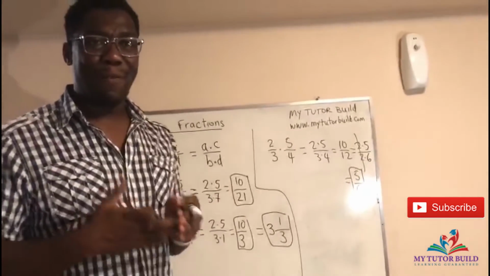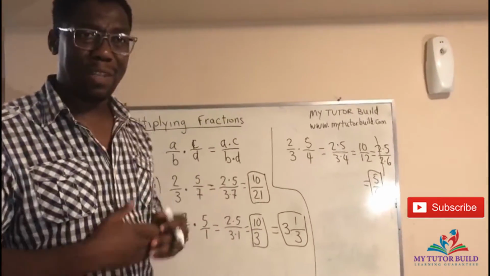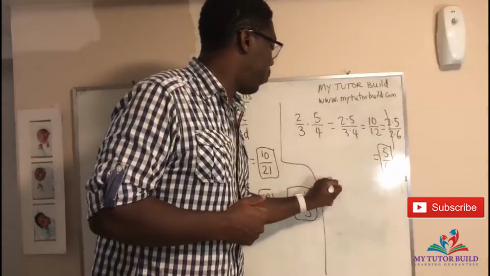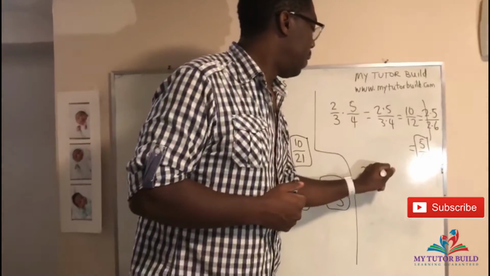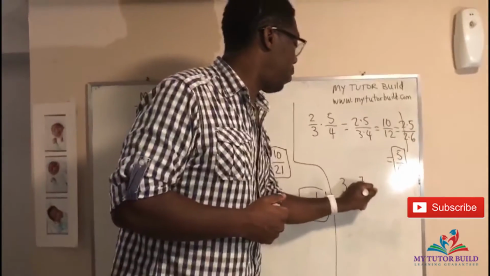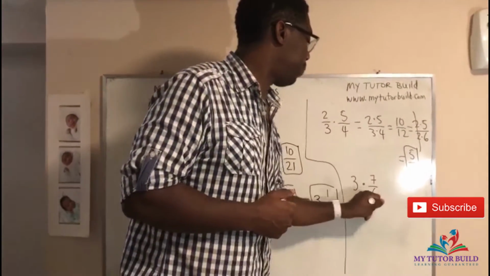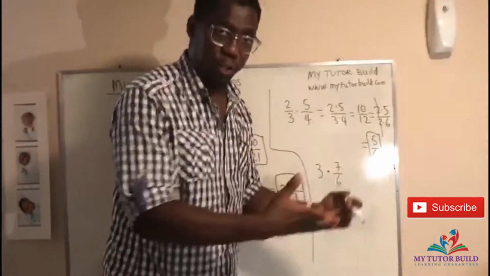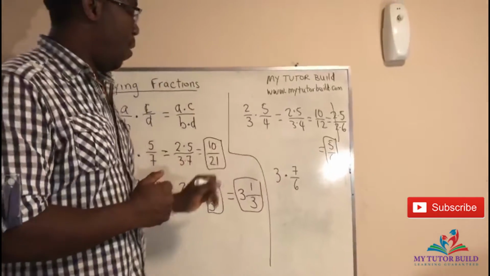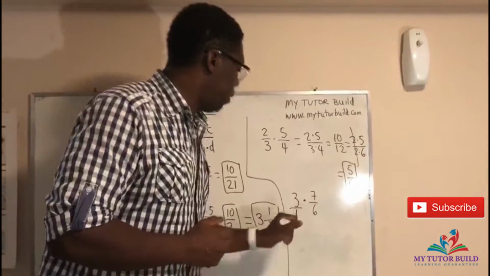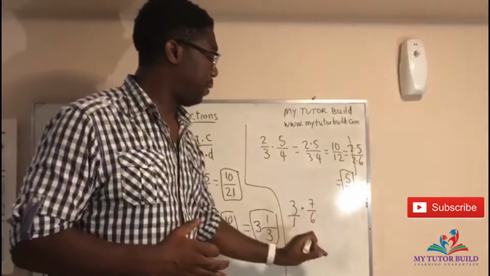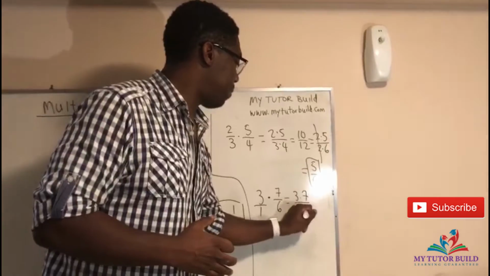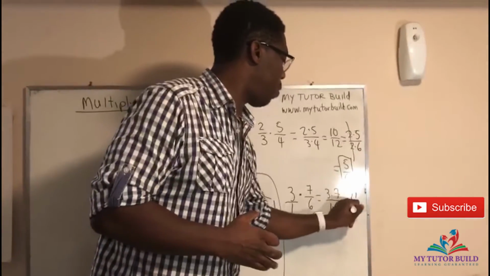One more example before we complete how to multiply fractions. Let's say we have 3 times 7 over 6. Now, we said that when we have an integer times a fraction, we're going to put 1 underneath. So we have a fraction times a fraction, and we do the same thing: 3 times 7 over 1 times 6. That gives us 21 over 6.